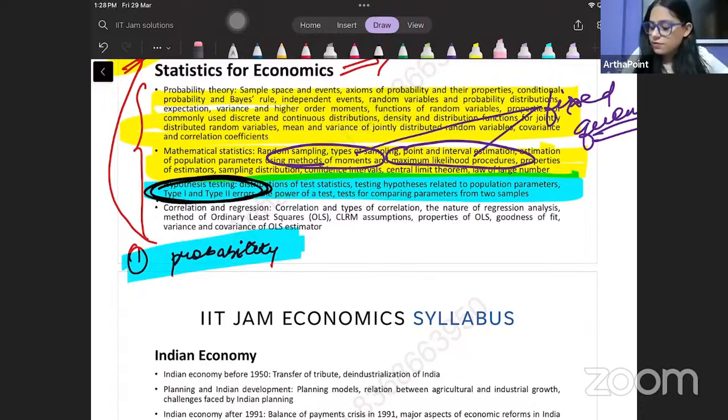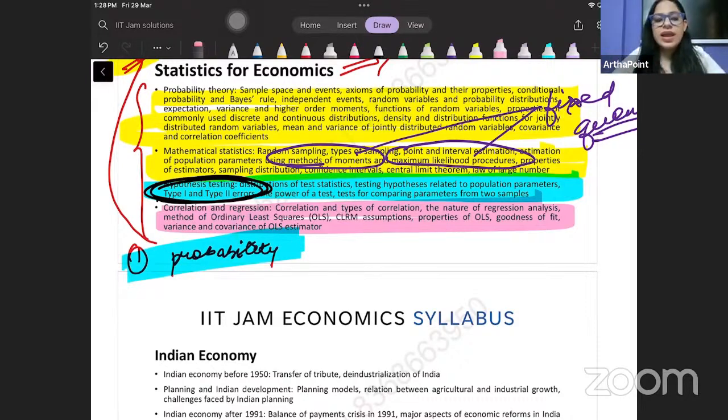And at last, we will be focusing on regression and correlation. What is OLS? What are the assumptions of OLS? What is goodness of fit? Etc., etc. We will be talking about this in depth and breadth.